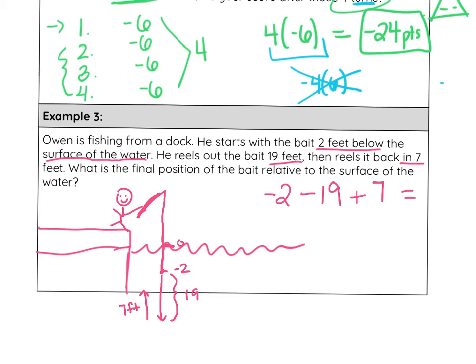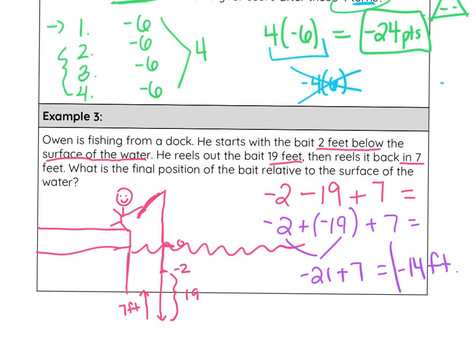That will get you your final answer, but you can also have -2 plus -19, because remember that adding a negative is the same as subtraction. And then +7 is equal to. So then we solve. -2 plus -19 is -21, plus 7 is -14 feet. So you could have -14 feet as your answer, or you could do 14 feet below the surface, however you want to word that.